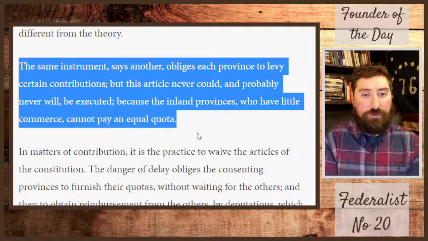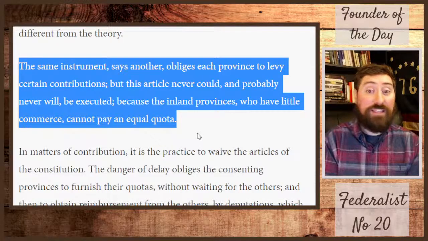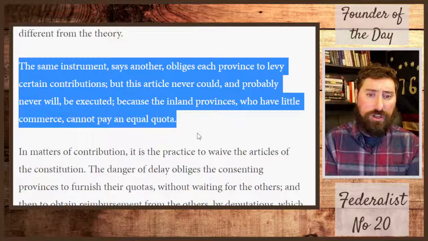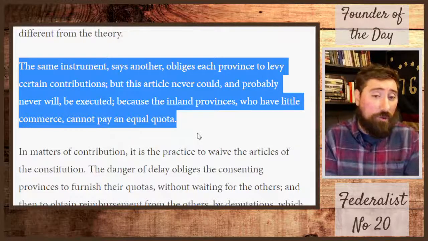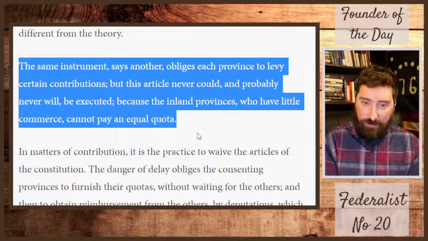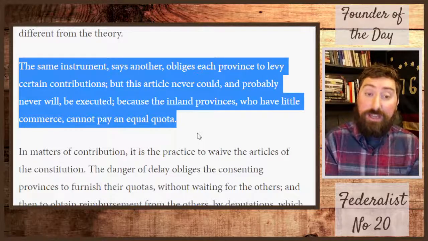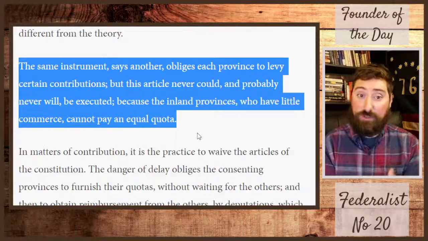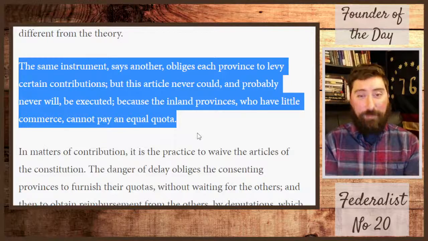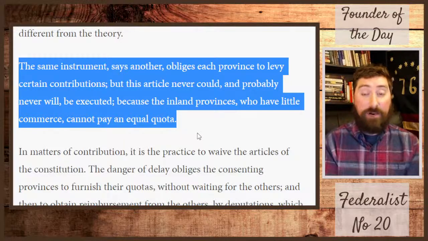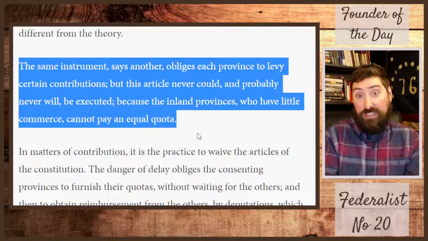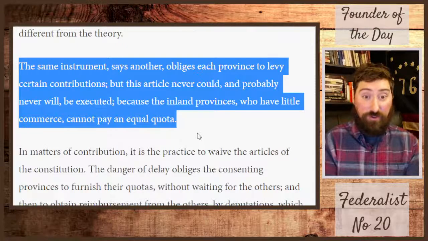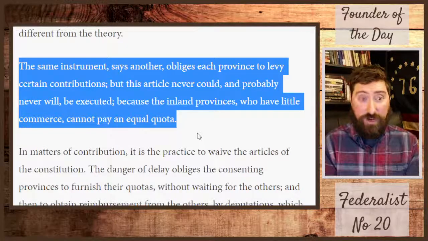The same instrument, says another, obliges each province to levy certain contributions, but this article never could, and probably never will be executed, because the inland provinces who have little commerce cannot pay an equal quota. So each province in the Netherlands is supposed to buck up and help pay for the nation, but as he's saying here, the Netherlands is on the Baltic Sea, many of the states, but some of them are not, and not having access to those waterways really hampers their trade, as you can imagine.